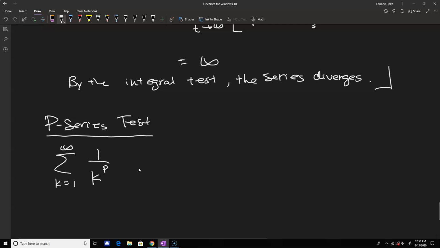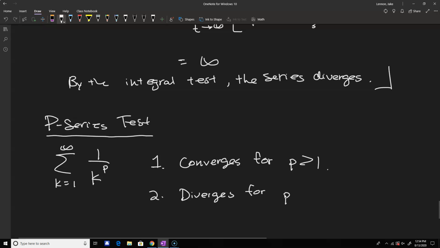Basically, there's 2 results. So 1, it converges for p greater than 1, and it diverges for p less than or equal to 1. So basically things of that form, we know how they're going to behave with respect to convergence.